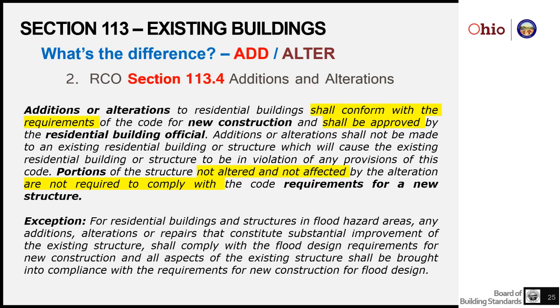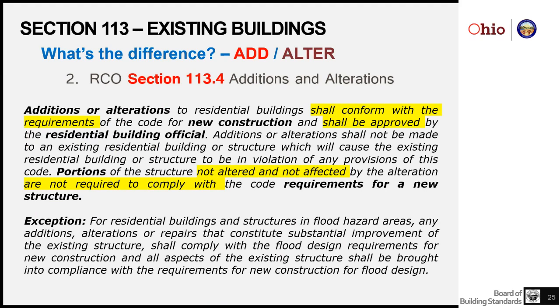It also says, in the last sentence there, that portions of the structure that are not altered and not affected by the alteration are not required to comply with the requirements for new construction. That means if you're changing one area of the house, it doesn't mean that the building department has the right to require you to change the other end of the house to be up to code. So this section's way of saying this is limited to the extent of the alteration.